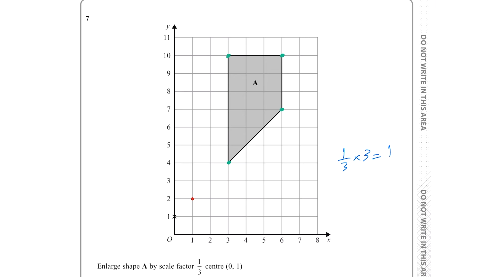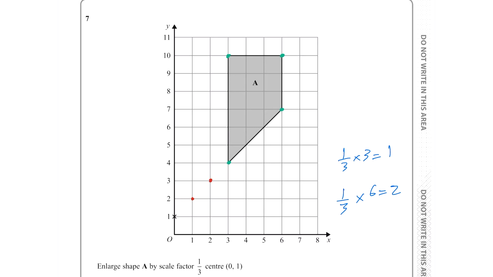Now if I go to the next one, for example this point here, I'm going to go across by 1, 2, 3, 4, 5, 6, and I'm going to go up by 1, 2, 3, 4, 5, 6. So I've gone across by 6, up by 6, we're scaling it by a factor of 1 over 3, that gives us 2. So that means at this point here, we're going to go across by 1, 2, and up by 1, 2. So that point will end up there.